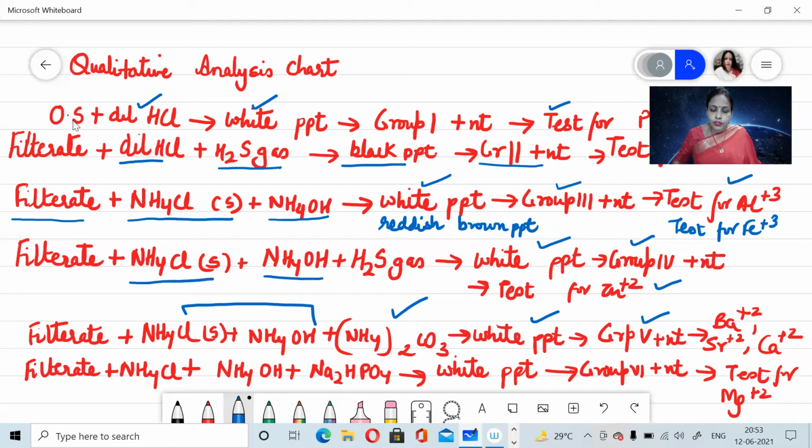With the filtrate of the fifth group, we will do the testing of the sixth group, in which again the medium is made more basic by adding solid NH4Cl followed by ammonium hydroxide solution, and the group reagent is disodium hydrogen phosphate. If we get a white precipitate, this indicates the presence of group 6, and at the same time, it also indicates the presence of magnesium ion. There is no separate test for magnesium. The group reagent test for the sixth group and the confirmation of magnesium ion remain the same.